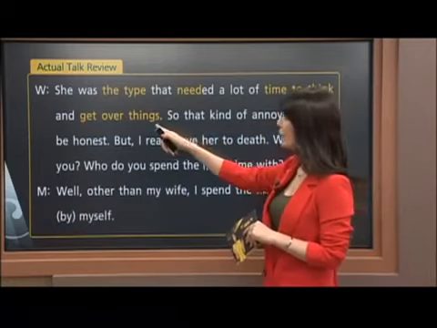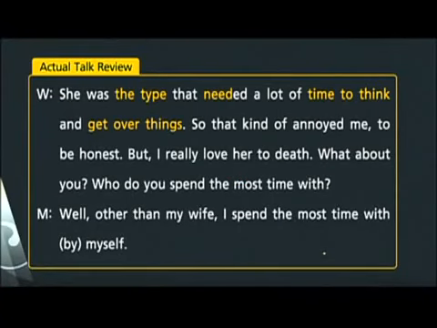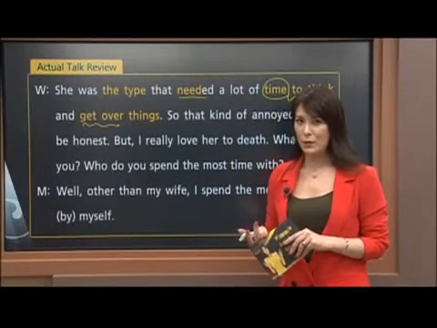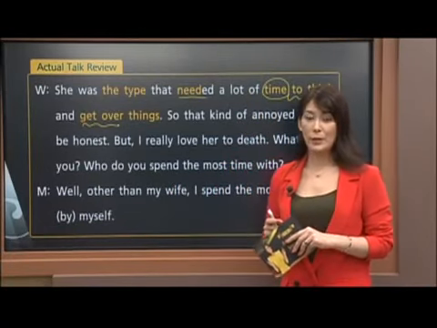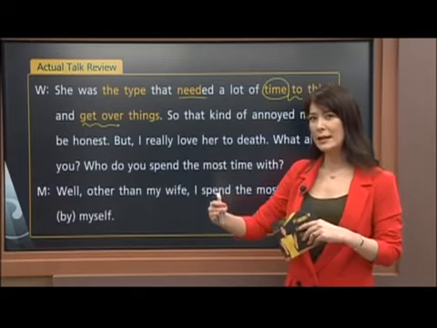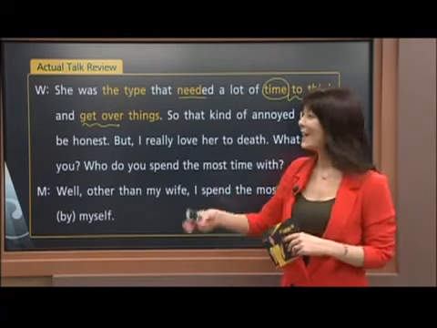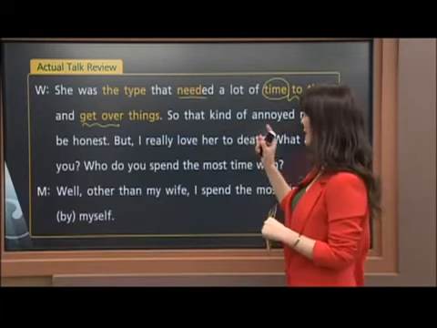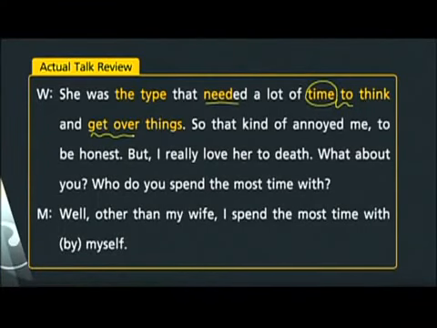Moving on, and she says she was the type that needed a lot of time to think and get over things, okay? Need time to something. So she needed time to think and get over. Get over in this case means to overcome something, recover from something. So if there was a problem, it took her a long time to overcome that problem. Get over problems. So that kind of annoyed me, to be honest, she says. But she says, but I really, really love her to death, meaning I really, really treasure her. I love her. Now she asks Peter, what about you?